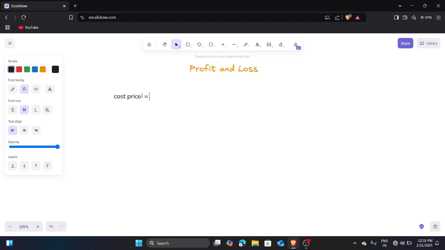So the cost price. What is cost price? If you want to sell something, then first you have to manufacture it or you have to buy it from another person or from the wholesaler. So what shopkeepers do? They first buy the thing from the wholesaler and then they sell that thing in the market.